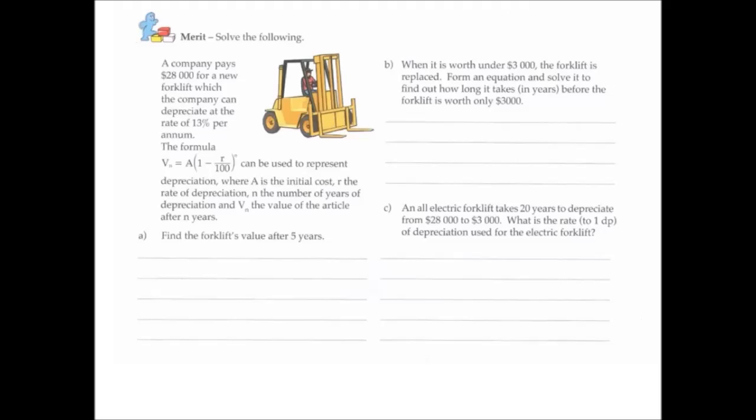The next question is, when it is worth under 3,000, the forklift is replaced. Form an equation and solve it to find out how long it takes in years before the forklift is worth 3,000. This time around we have 3,000 is Vn. A is still 28,000. The rate of depreciation remains 13%. And we want to find n, which is the number of years it takes for the forklift to depreciate from $28,000 to $3,000.